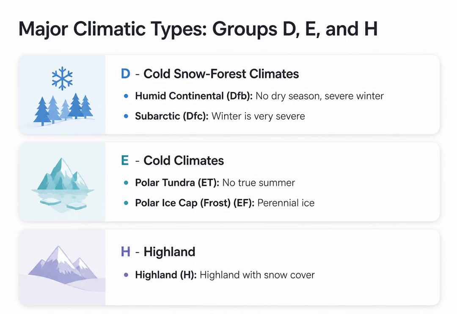Moving to the colder regions, Group D includes DFB, the humid continental climate with severe winters, and DFC, the subarctic climate where winters are extremely severe. Group E includes ET, the polar tundra with no true summer, and EF, the polar ice cap covered in perennial ice. There is also an H category for highland climates, which are high-altitude areas with permanent snow cover.